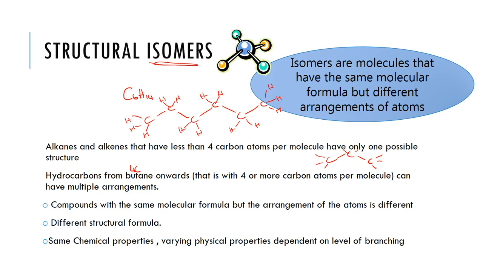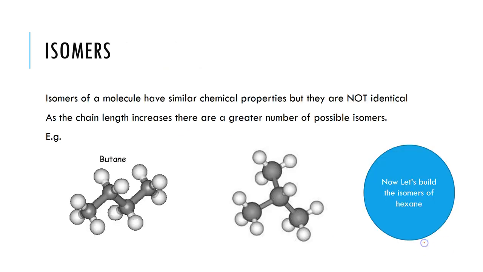Interestingly, because they have all the same kinds of bonds, we're still going to keep all the bonds single and everything like that. The chemical properties are pretty much the same, and the physical properties depend on how branched and open up the structures are. And if you think back to dispersion forces, that makes sense because we talked about them needing to get nice and close together. So let's look at some isomers. Isomers of a molecule basically have similar chemical properties but not identical, and as the chain length increases there are a greater number of possible isomers.